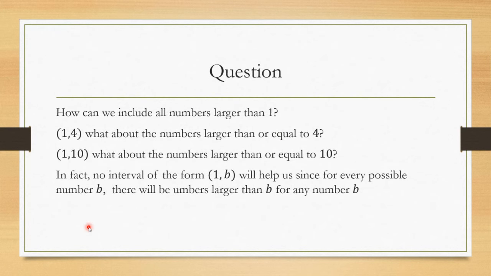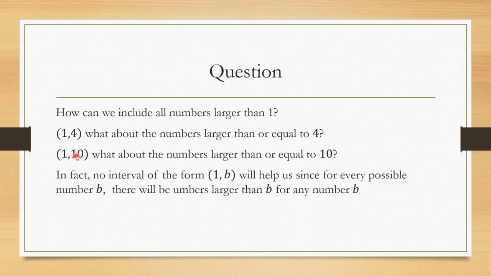But let's consider this now. What if we wanted to include all numbers bigger than 1? How can we write that as an interval? Well, if we tried 1 to 4, of course, this is not going to work, right? We want everything bigger than 1. What about 5? What about 6? What about a billion? That's not in here. So this is not going to work.